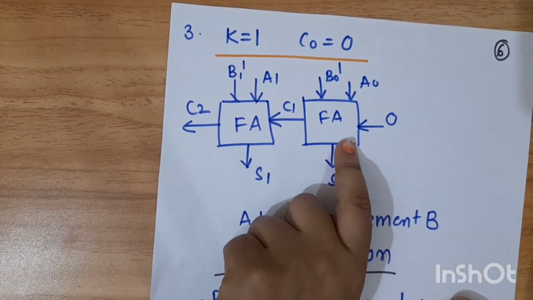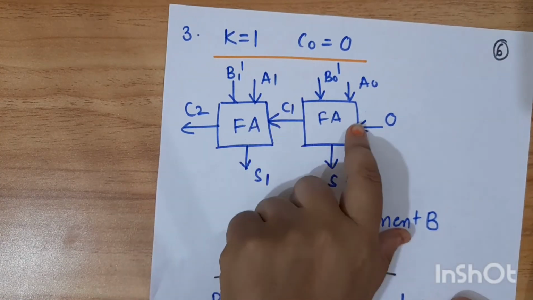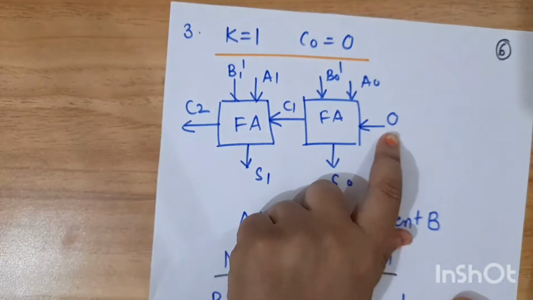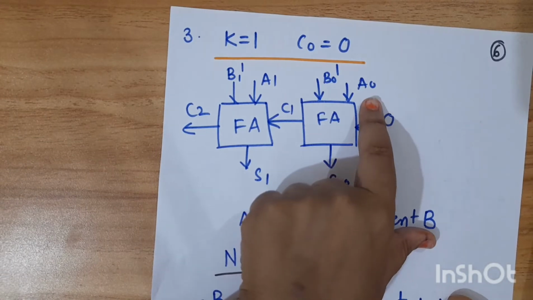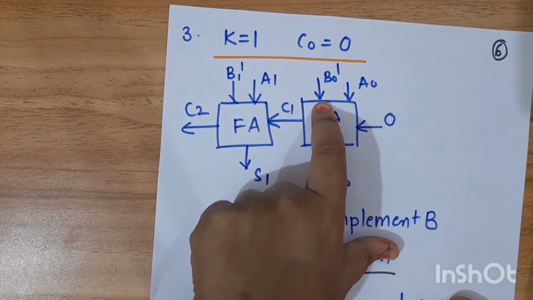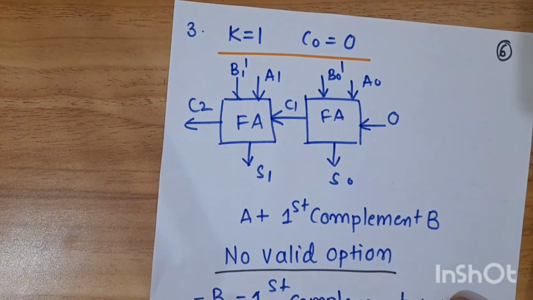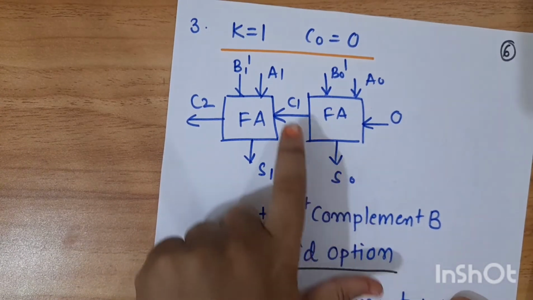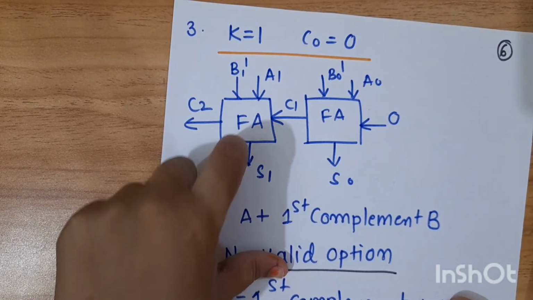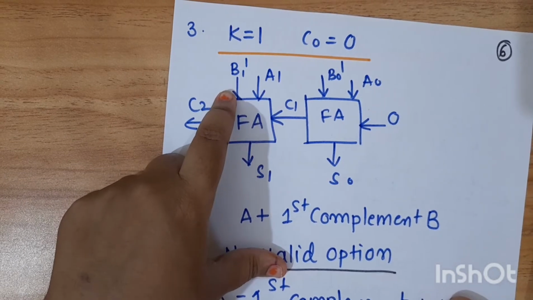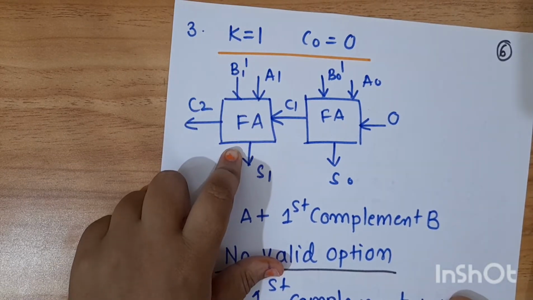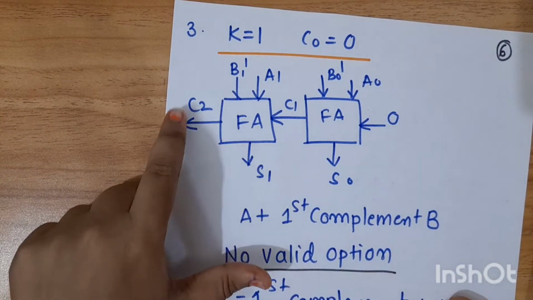Full adders cascaded together. This particular full adder has the carry input 0. Other input is A0 and the third input is B0 bar, that is B0 complement. S0 and C1 go to this full adder. A1 is one input and other input is B1 bar, that is B1 complement. Output is S1 and C2.